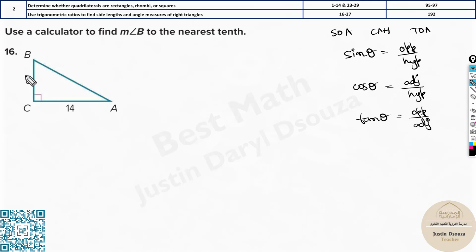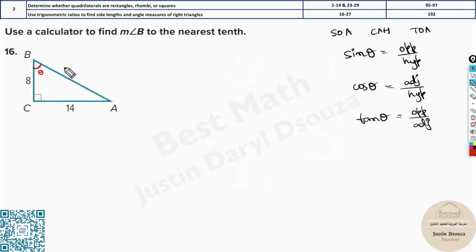Now here you need to see what you need to find. I need to find the measure of B, isn't it? The measure of angle B. So now this one will become theta, that means the unknown angle. Theta is one of the letters in the Greek alphabet. So now here we have B as theta. What are known?